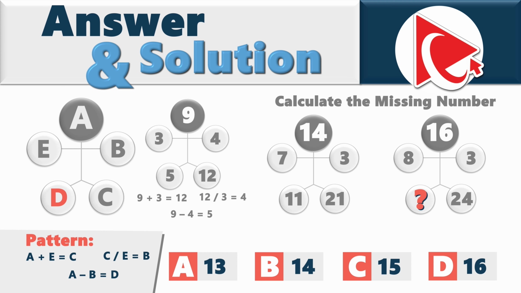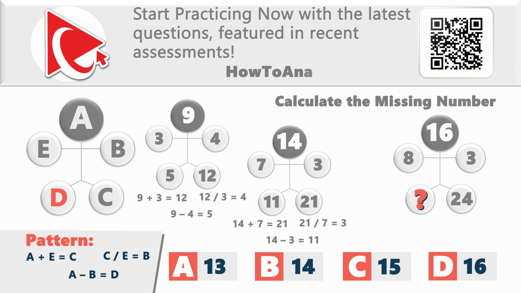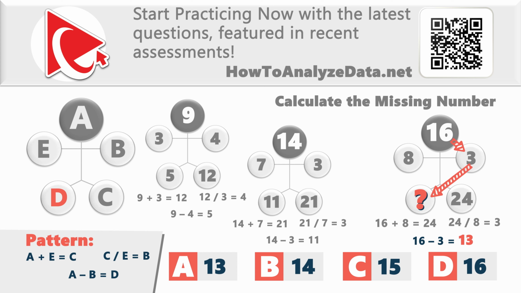Let's confirm the pattern with the second shape. 14 plus 7 equals 21. 21 divided by 7 equals 3, and 14 minus 3 equals 11. And now is the moment of truth. Now is the time to calculate the missing number. 16 plus 8 equals 24. 24 divided by 8 equals 3, and 16 minus 3 equals 13. So the correct answer here is choice A, 13.